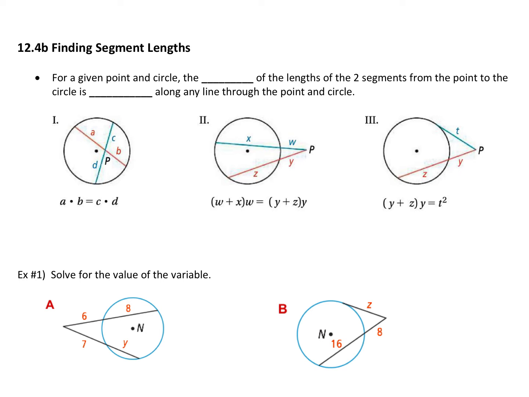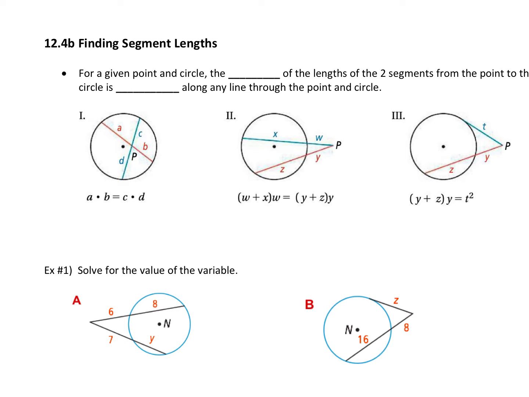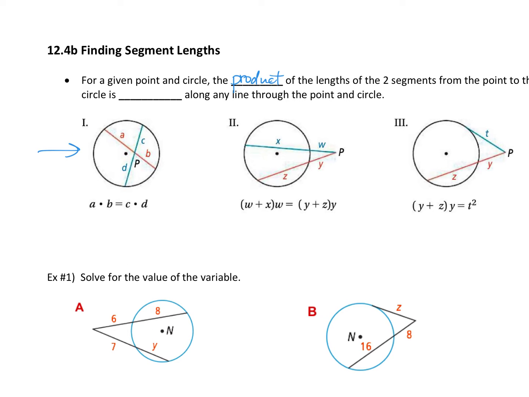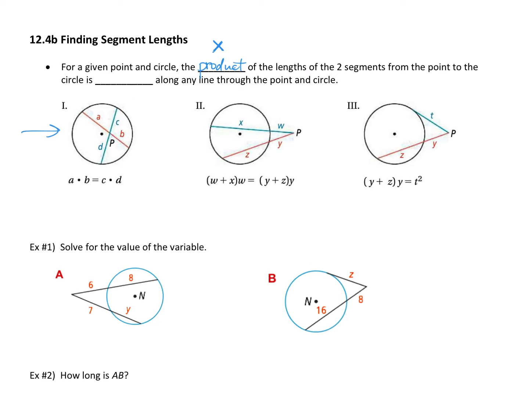If you look at this first picture, for instance, that looks a lot like the picture where you're like, oh, it meets inside, so I'm going to do half of arc plus arc and get my angle. We're not dealing with angles this time, okay? Now we're talking about the lengths of the segments. So for this, it says for a given point and circle, the product, what is product? Result of multiplication, yep.